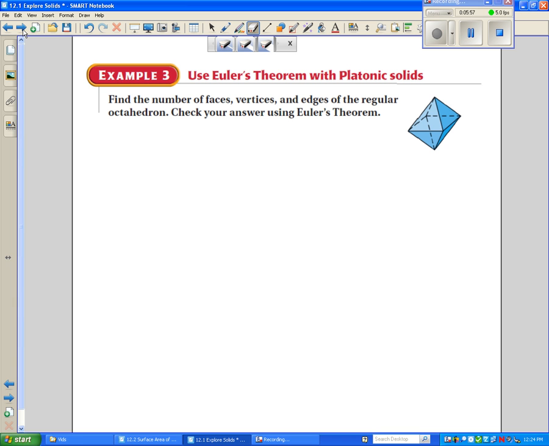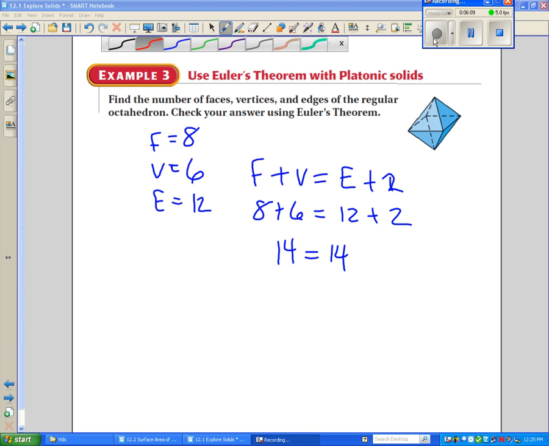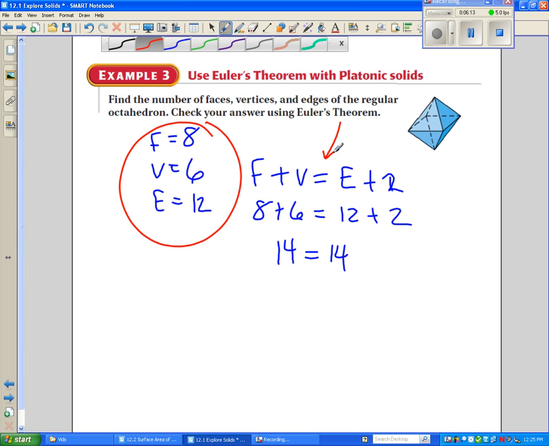Using Euler's theorem. In this case, all you need to do is find the number of faces, vertices, and edges, and then check it with Euler's theorem. So go ahead and count them out. In fact, I'm going to pause the video and do this. So this is what I counted from the diagram. Then I used Euler's theorem to check it out, and boom, it does check out.